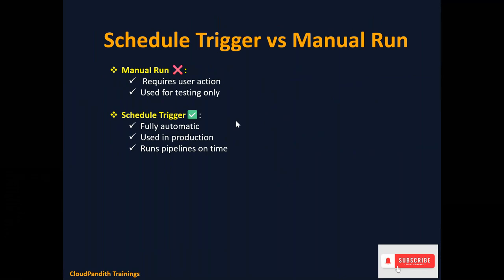Now let's compare manual execution versus schedule trigger execution team. As we discussed yesterday, manual runs require a user to start the pipeline every time. They are mainly used during development and testing team. Schedule triggers, on the other hand, are fully automated. They are used in the production environment and they ensure that pipelines are running on time.